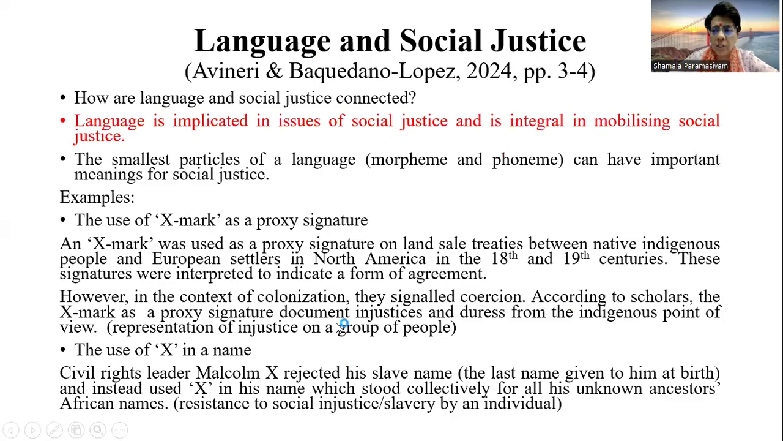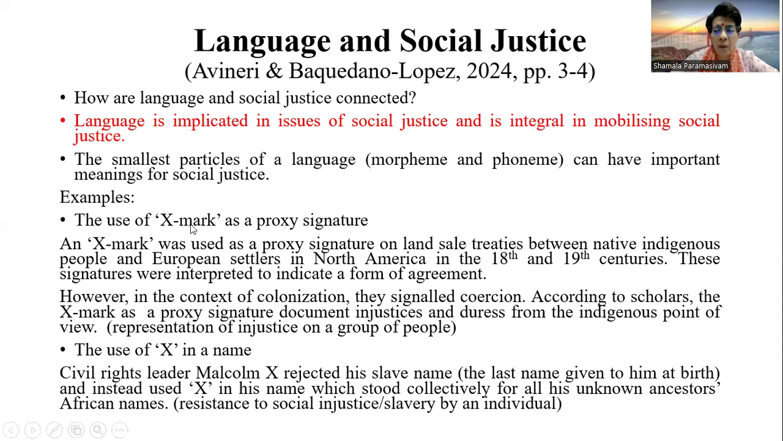Language and linguistics have a role to play in establishing or working towards social justice. First of all, let's understand how language and social justice are connected. Language is implicated in issues of social justice, and language is integral in mobilizing social justice. The smallest particles of language, for instance, morpheme and phoneme, can have important meanings for social justice. I've taken these examples from this book here, the reference is there.